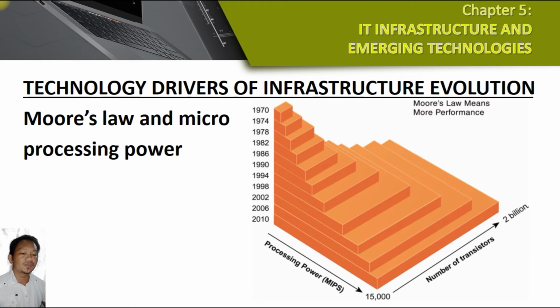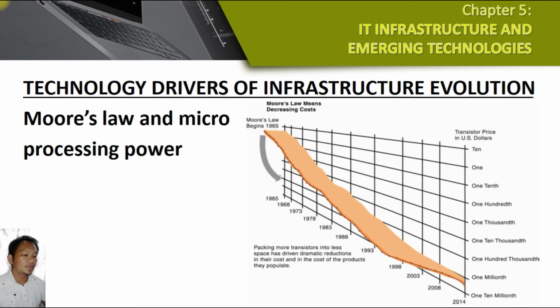This data shows the Moore's law and microprocessing power, which shows that the processing power and the number of transistors in thousands and billions. It shows that Moore's law means more performance. This data also shows that Moore's law means decreasing cost. Moore's law begins in 1965 and up to present shows that the cost in transistor price in US dollar decreases.